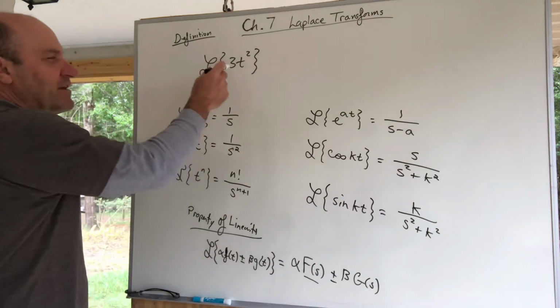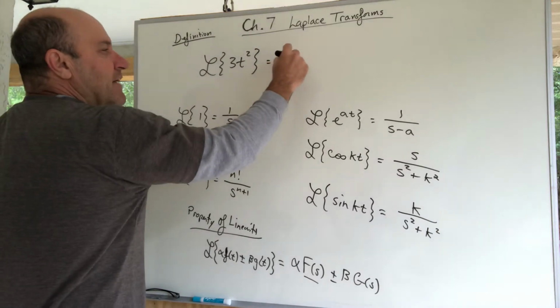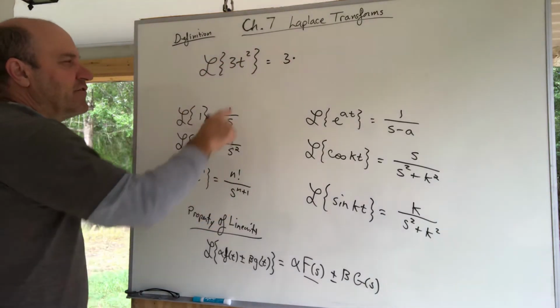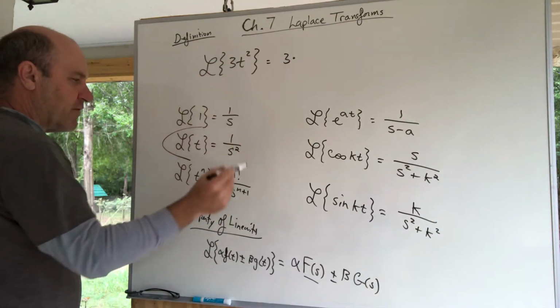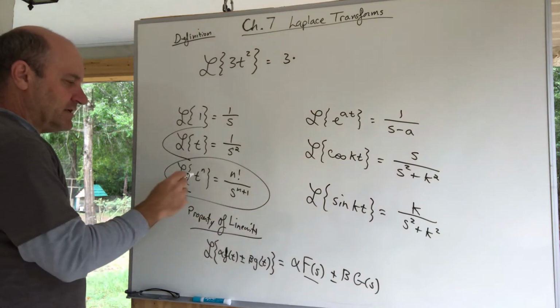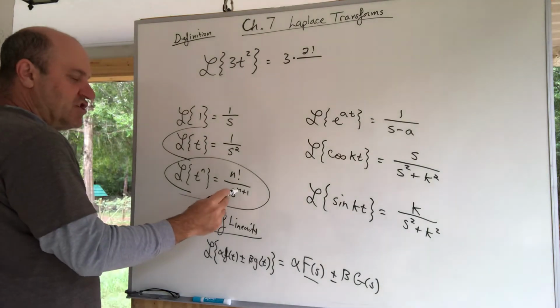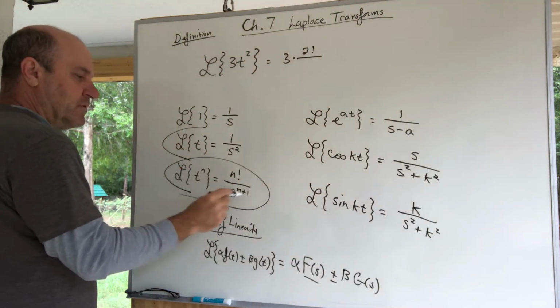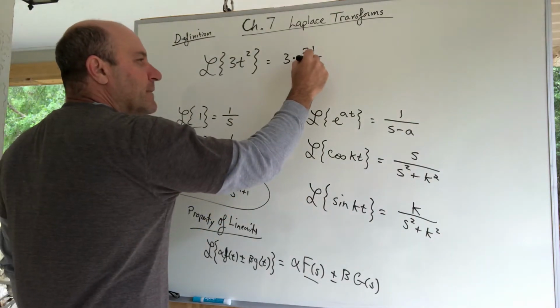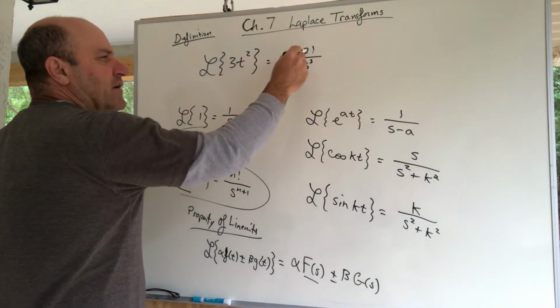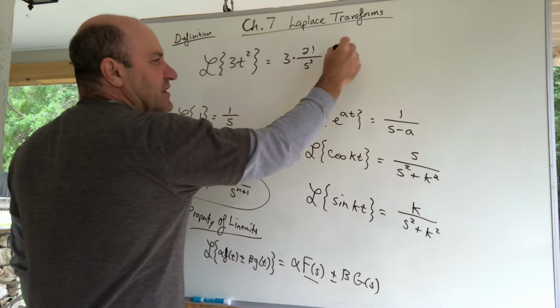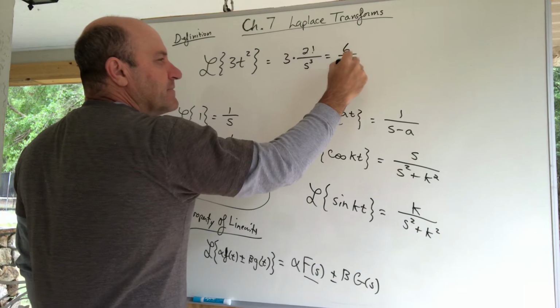Let's try this one. In other words, I can pull the 3 out, and then basically I'm doing the Laplace transform of t squared. If I refer to this, what is t squared? That would be 2 factorial over s cubed, 2 plus 1. There it is. 2 factorial is a 2, so you should clean these up a little bit, but there it is.